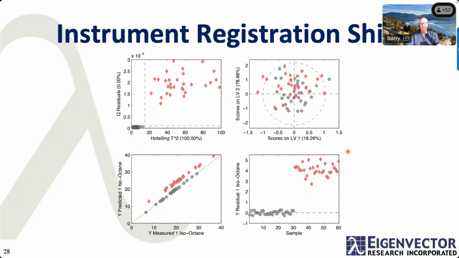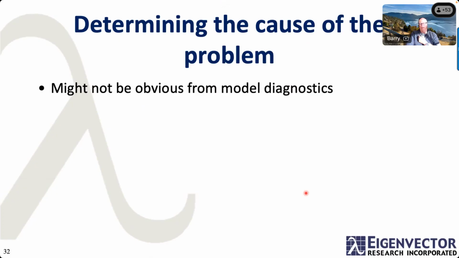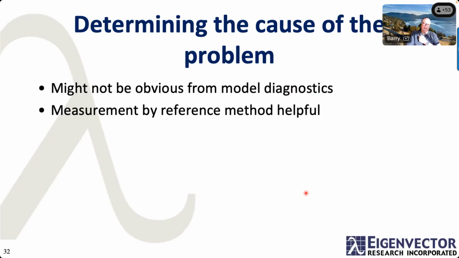If you get a registration shift in your instrument, then it might look a little more like this. You'll still get Q and T squared with your new samples out of bounds. That probably will result in an offset between your predicted and actual values. That maybe looks like this. But determining the cause of the problem, I mean, that's a lot harder than just determining there is a problem. Might not be obvious from the model diagnostics.